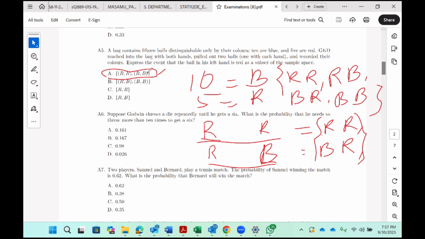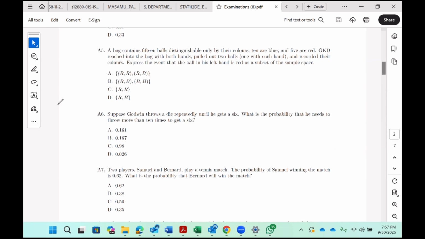Good. Let's look at question 6. Suppose Godwin throws a die repeatedly until he gets a 6. What is the probability that he needs to throw more than 10 times to get a 6? In the first place, the experiment described here is what?